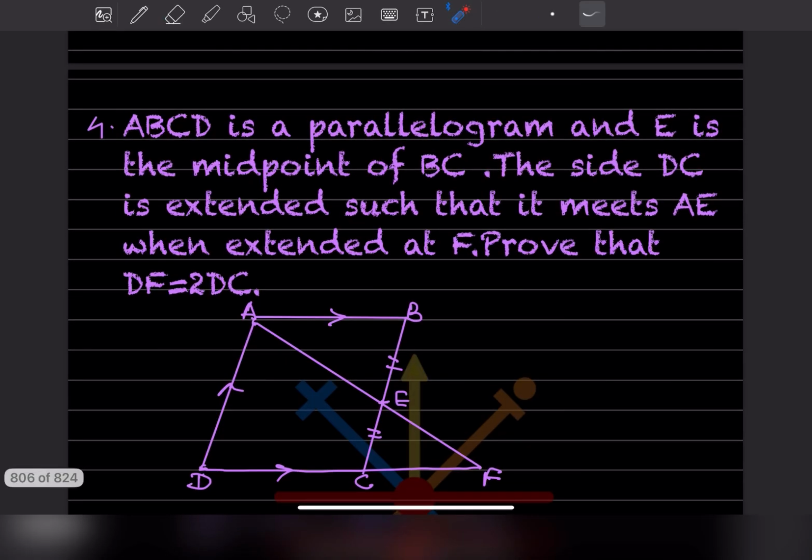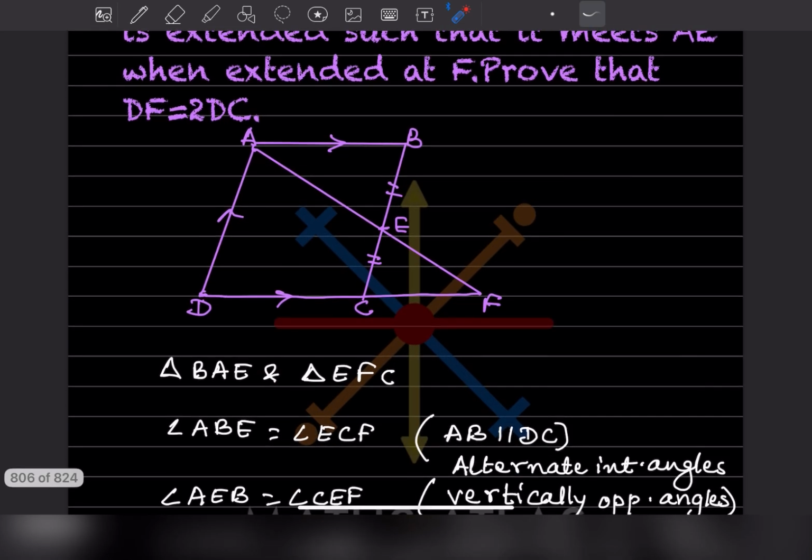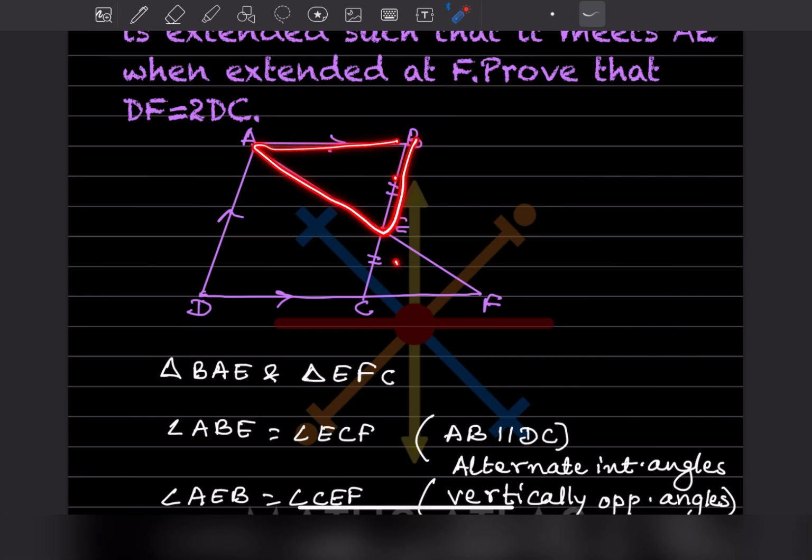To do this one, ABCD is a parallelogram and E is the midpoint of BC. The side DC is extended such that it meets AE when extended at F, and we have to prove that DF is equal to twice DC, and this figure is given. From this one, BAE means this triangle, and this other triangle is EFC. So we are going to think of these triangles.